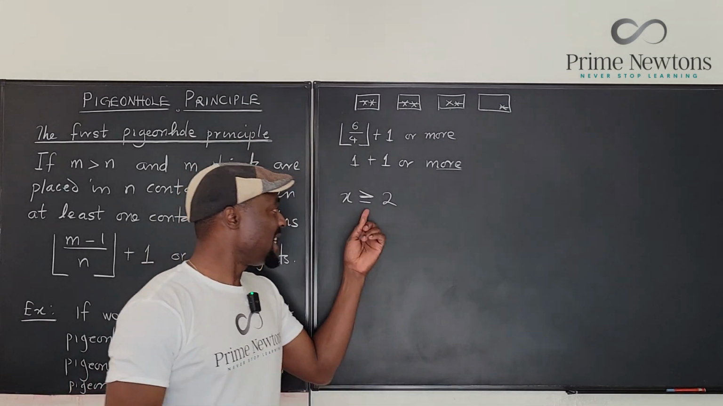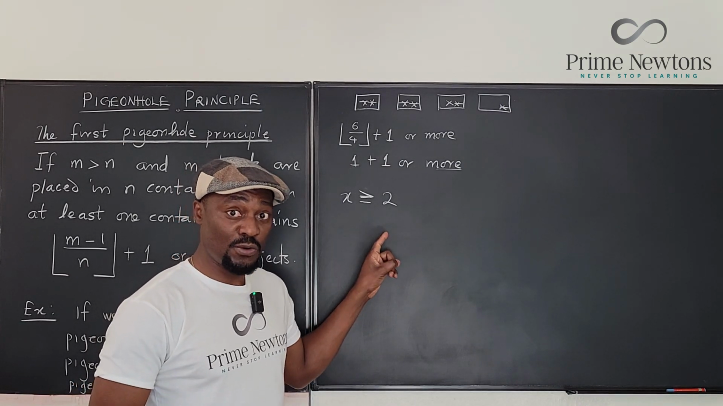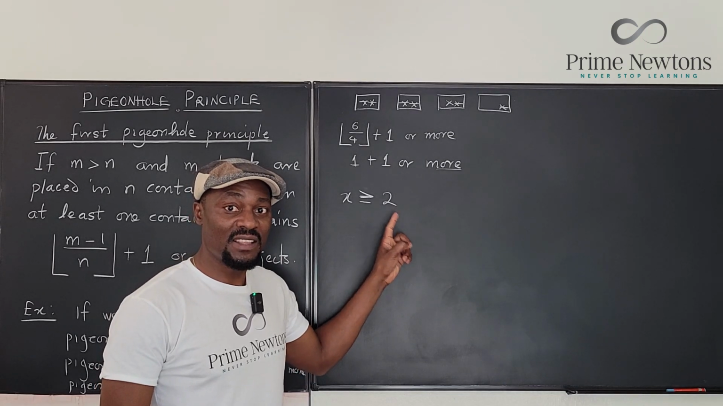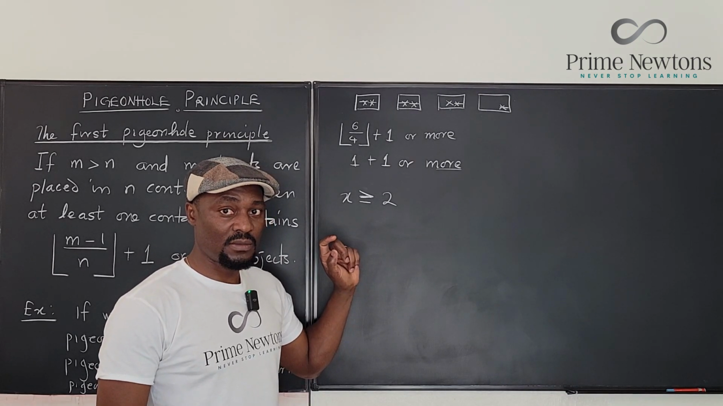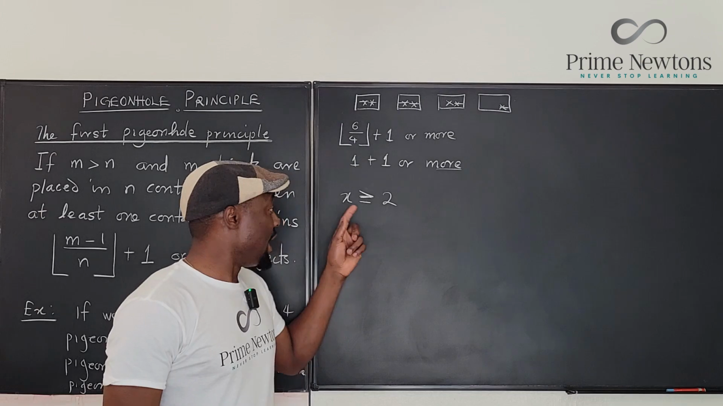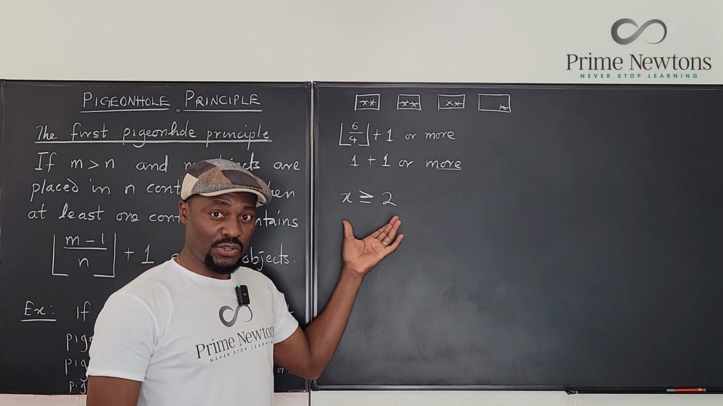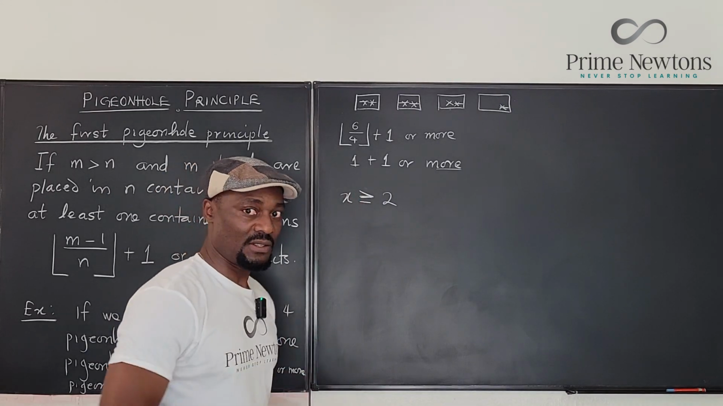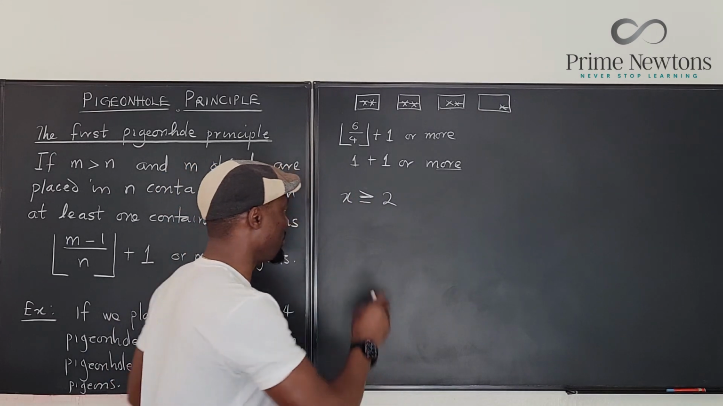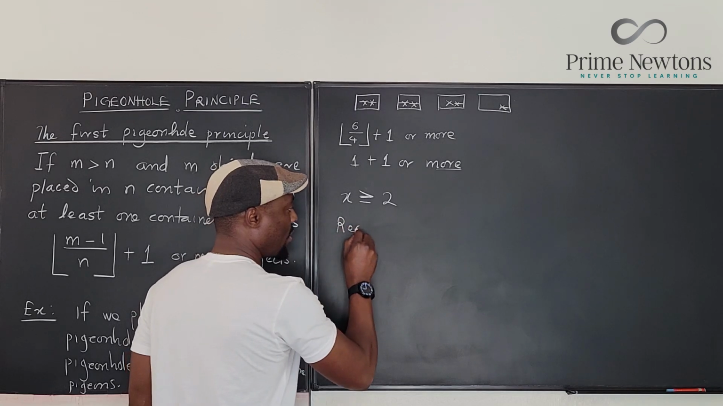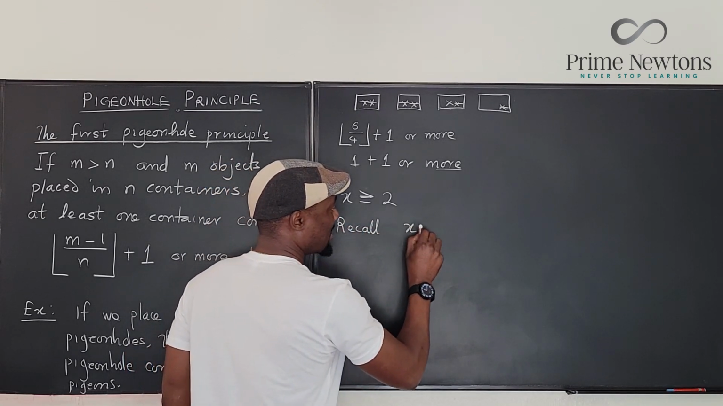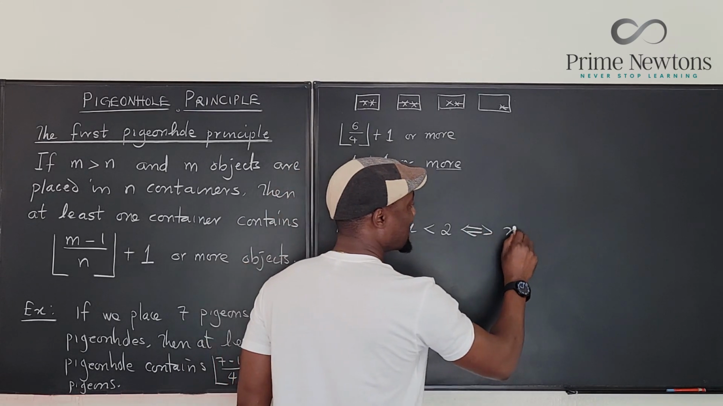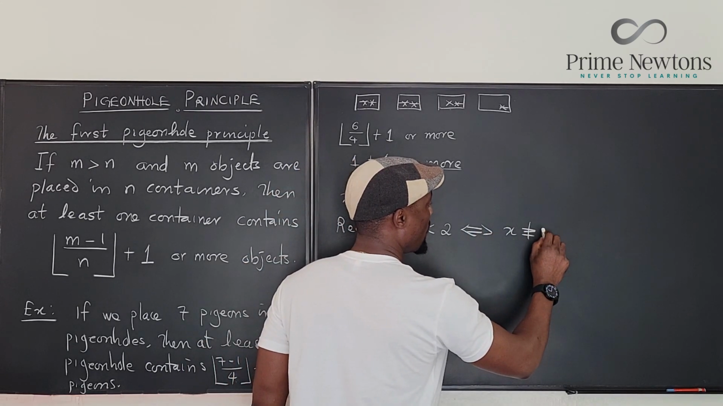Okay? If you want to negate this, you want to say this is not true, you just have to find a value of x that is strictly less than 2. In order to get a contradiction, we're going to say, let's assume this is not true. We just need to find a case where x is less than 2, and then whatever we're doing here is not right. So recall that x is less than 2 is the same thing as x is not equal to or greater than 2.